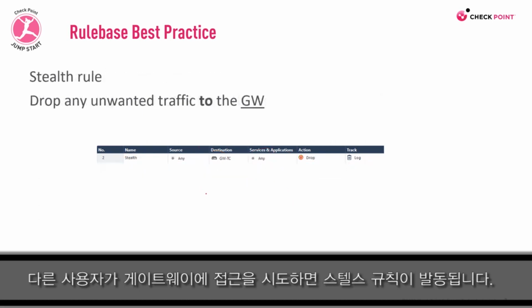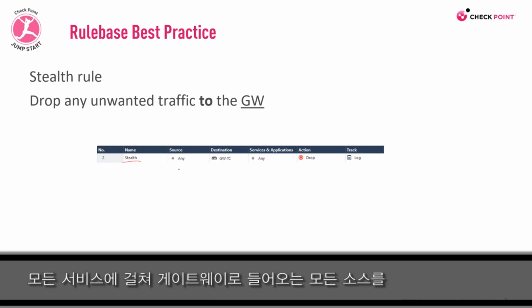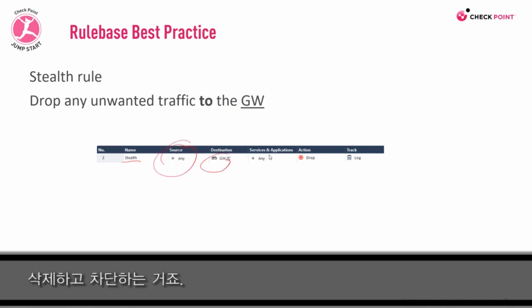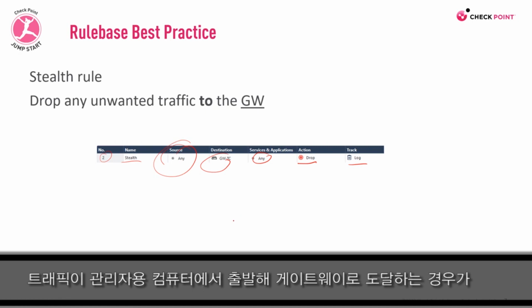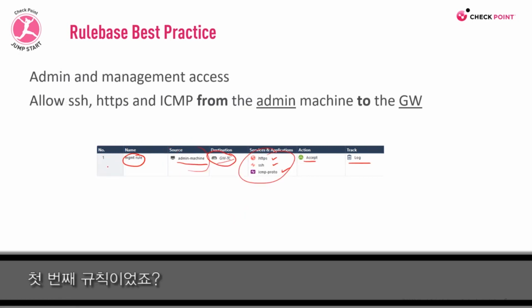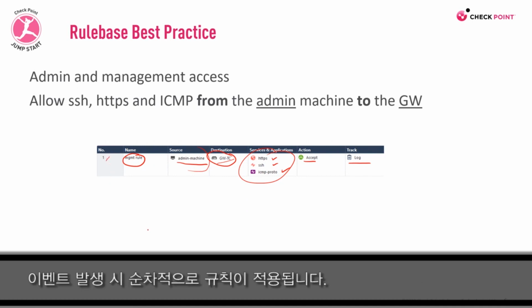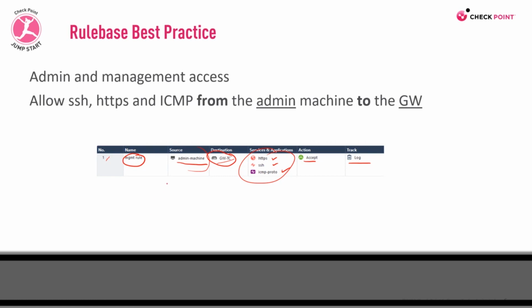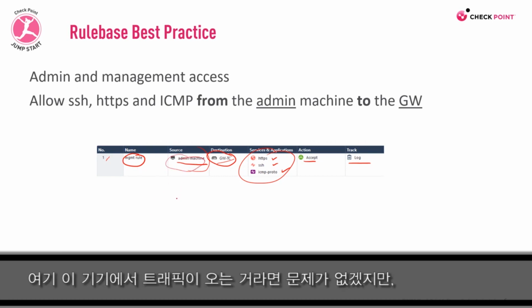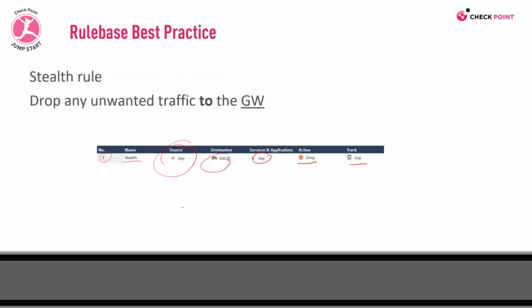Basically, this rule means that only you will be able to manage your gateway on these services. If anyone else tries to access the gateway, it will hit the stealth rule. The stealth rule says that any source coming to the gateway on any service will be dropped and, of course, logged. Now, this is the second rule. So if your traffic is going to hit the gateway coming from the admin machine, this is rule number one, so it's at the top of the rule base. And in our rule base, we go by first match. So if you're coming from this box, you should be fine. Anyone else will be dropped.